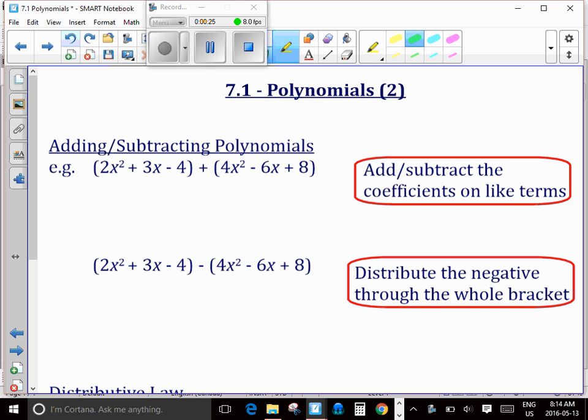So in the first example, I'm adding these two polynomials. And what that means is I'm going to add and subtract the coefficients on the like terms. So we need to understand what a like term is. A like term means that I have the same variable, and really importantly, I also have the same exponent.